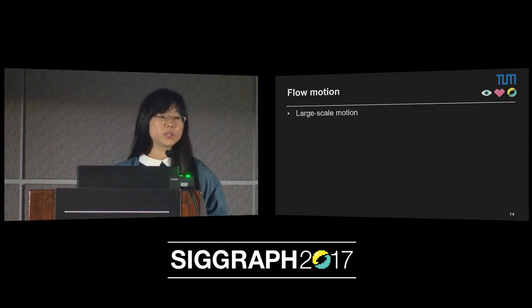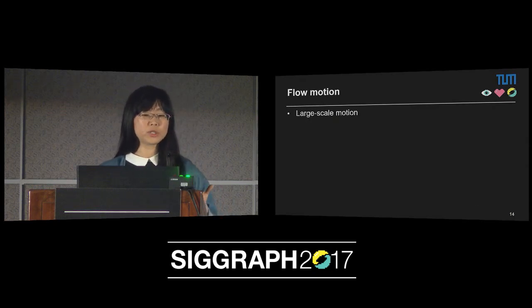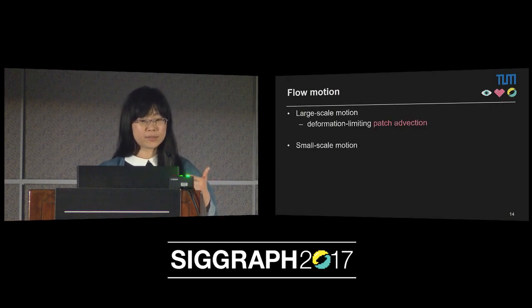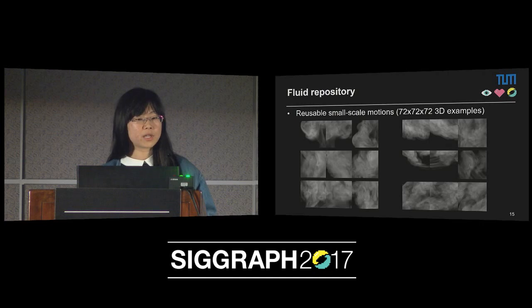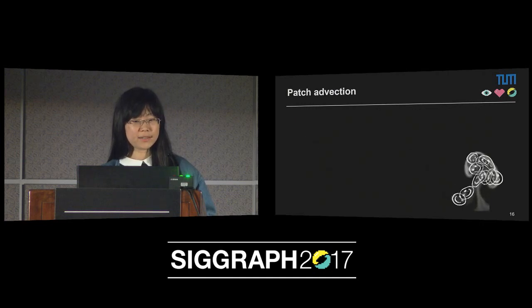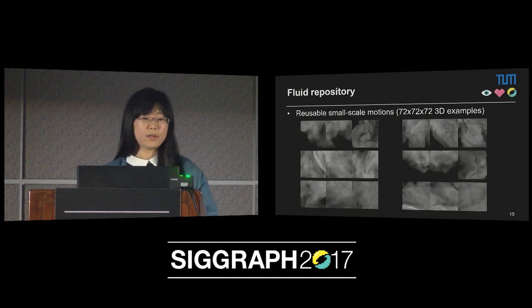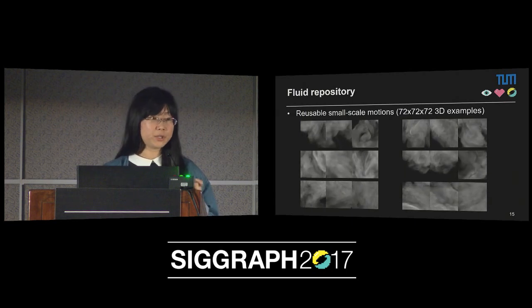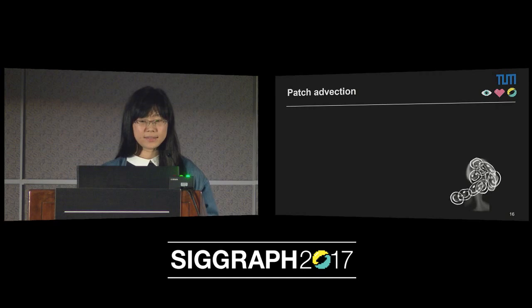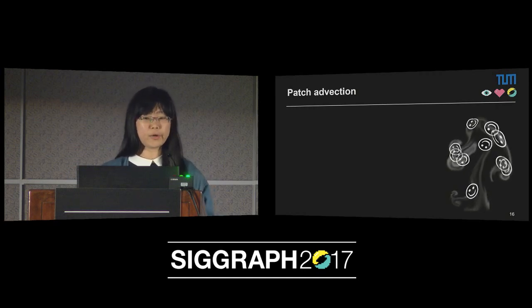So here, the flow motion is separated into a large-scale motion, which is represented by our patch advection, and a small-scale motion, which is then the local movements within the patches. A good example of our small-scale motion would be our fluid repository. By tracking patches in high-resolution simulations, local movements are recorded. And yes, this is the example of the large-scale motion.